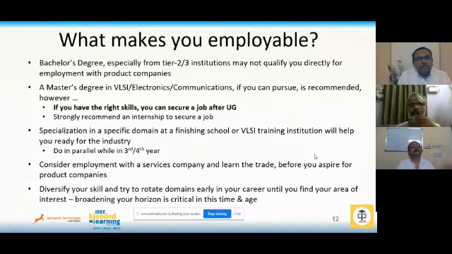I strongly recommend some form of internship to secure a job. And that's why it's very important to get the practicality aspects of what you learn, especially in your 3rd and 4th years. And specialization in a specific domain at a finishing school or VLSI training institution will help you really understand and hone your skills. And you can do this in parallel while you're doing your 3rd or 4th year. And this is highly recommended.